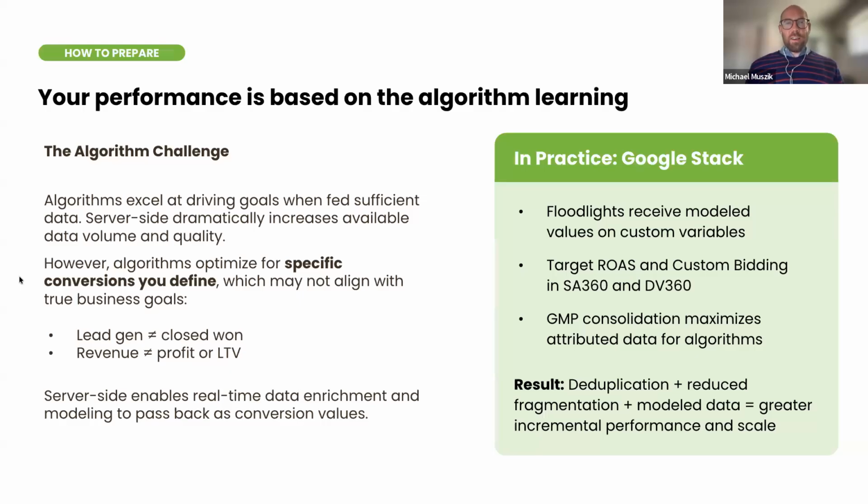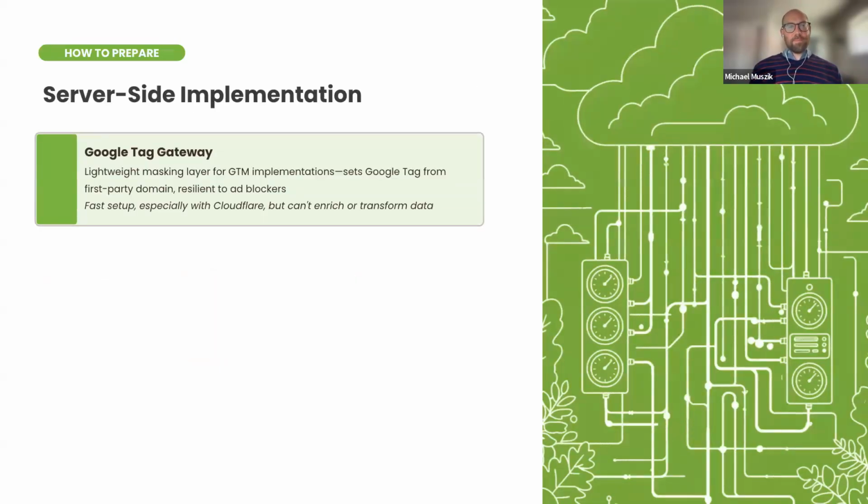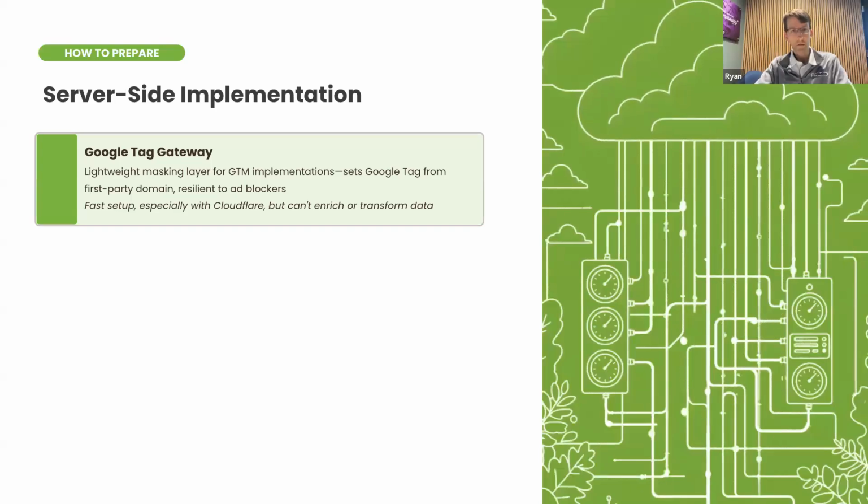And in the Google ecosystem, that can mean passing enriched values to custom Floodlight variables and powering bidding strategies in SA360 and DV360. Essentially, when the algorithm learns from complete, enriched, durable signals, performance compounds, not just improves. So now I'll go ahead and pass it over to Ryan to speak a little bit on the implementation of server side. Yeah, thanks, Michael.